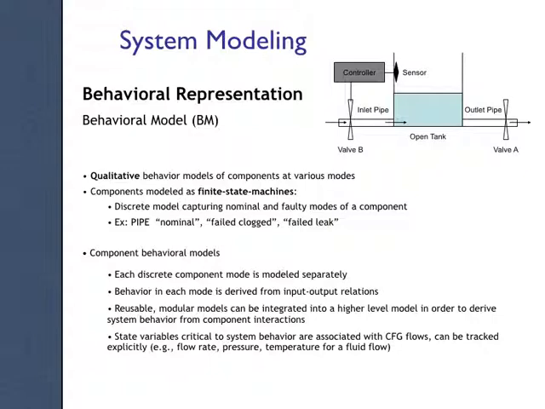In terms of the component behavioral models, each component mode is actually modeled separately, which we'll see here in just a second. Behavior in each mode is derived from the input and output relationships. And then the state variables that are critical to the system behavior are actually associated with these CFG flows, the flows in the physical architecture, and they're tracked explicitly. So there's some examples here of things like flow rate, pressure, temperature, things like that.